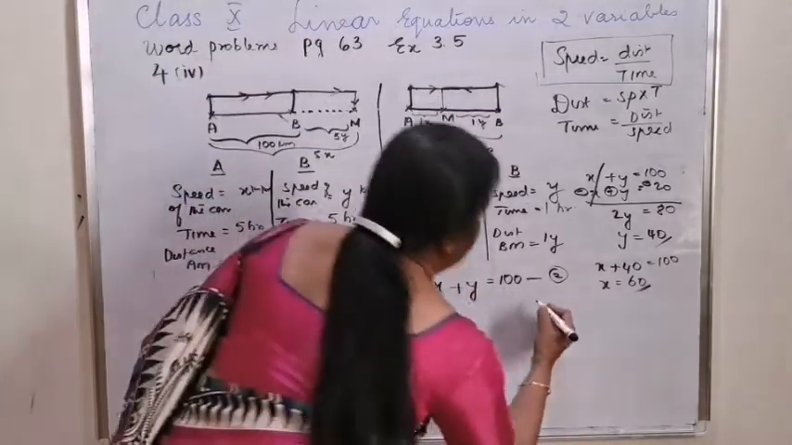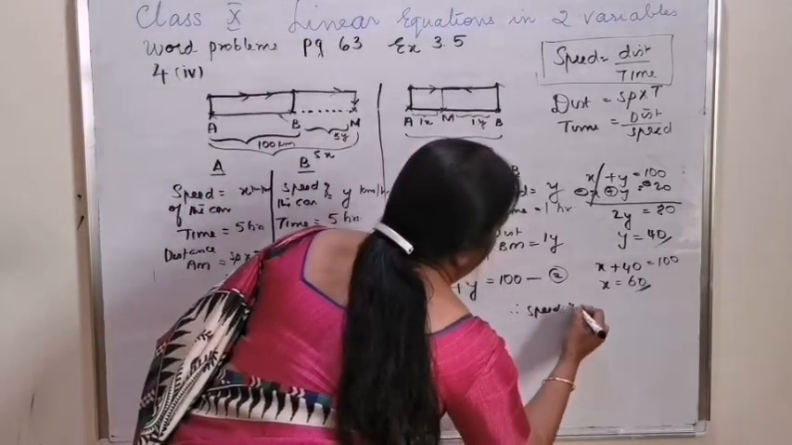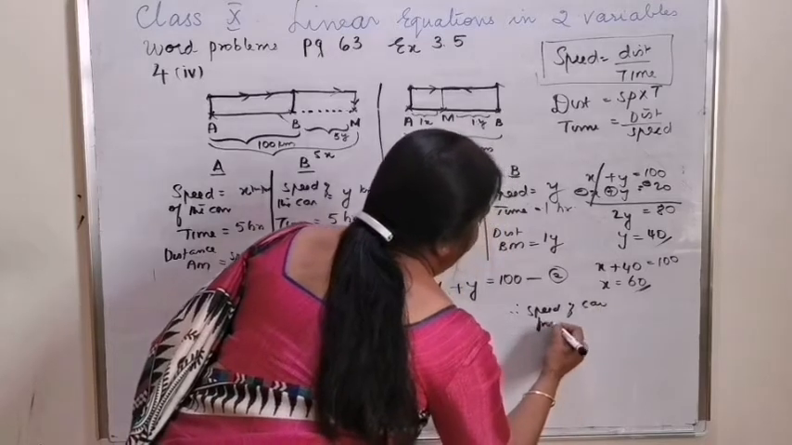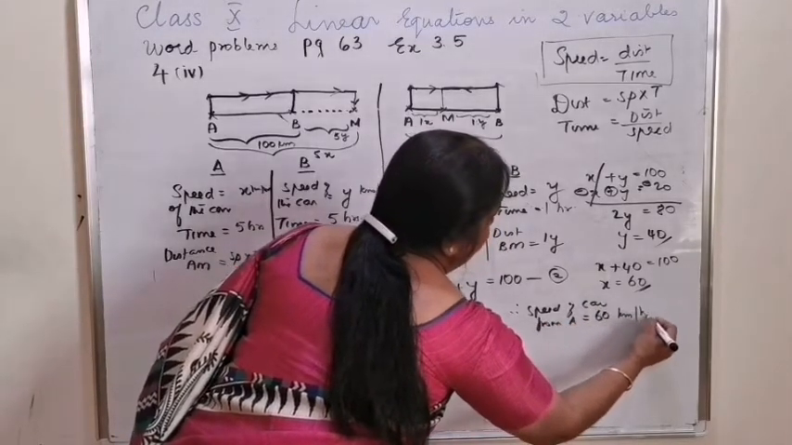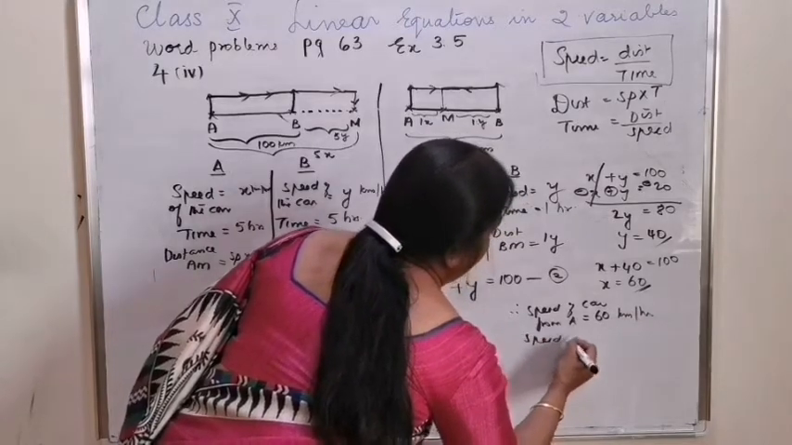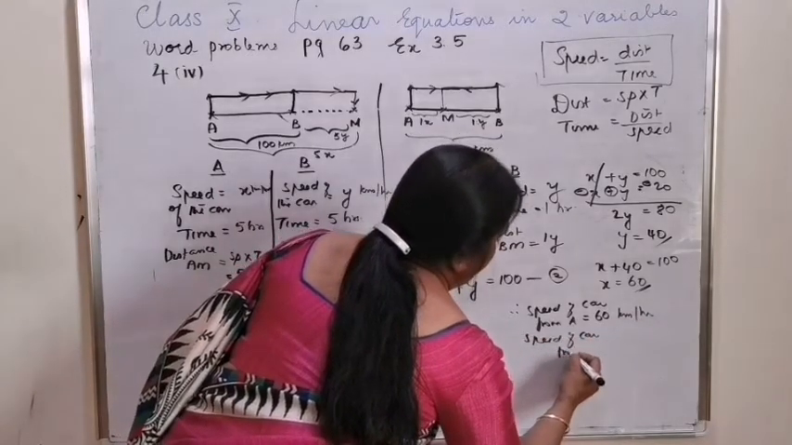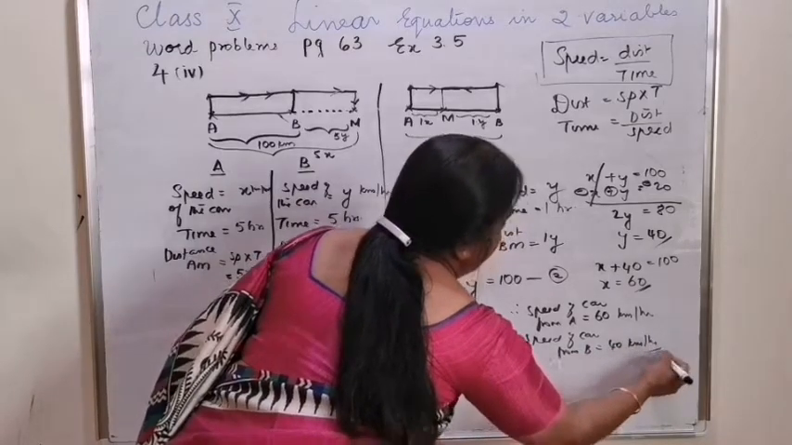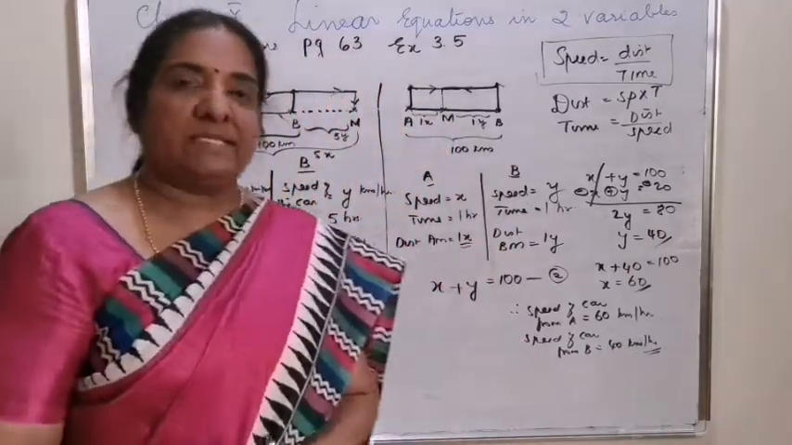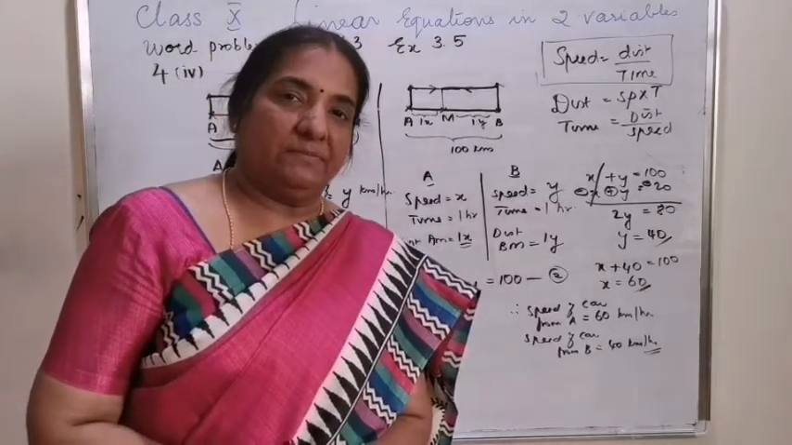How do you give the statement? Therefore, the speed of the car from A is equal to 60 km per hour, and the speed of the car from B is equal to 40 km per hour. This can be asked as a 4-mark question.